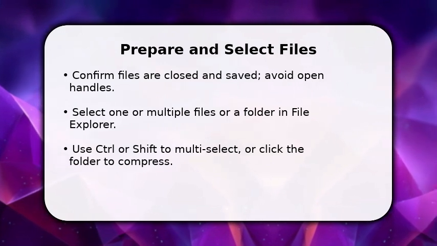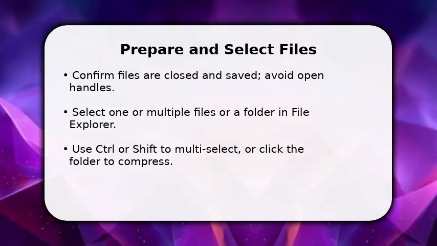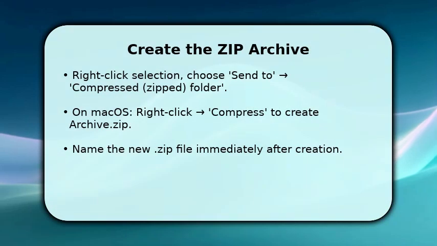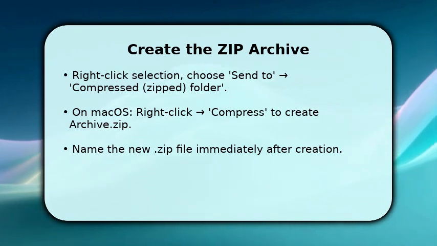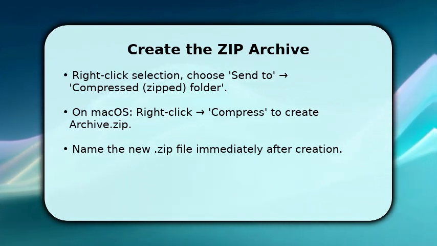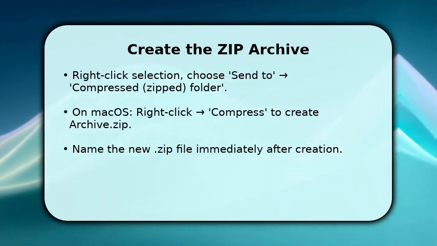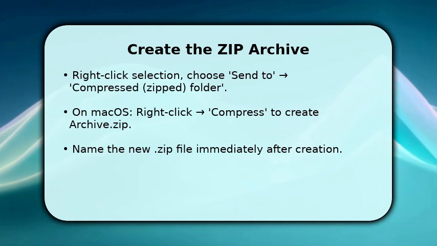With your selection made, you're ready for the first actionable step, right-clicking to invoke the compression command. Right-click the selected file(s) or folder. On Windows, choose Send to and pick Compressed Zipped Folder. On Mac OS, choose Compress from the context menu. The system immediately creates an archive .zip in the same folder.